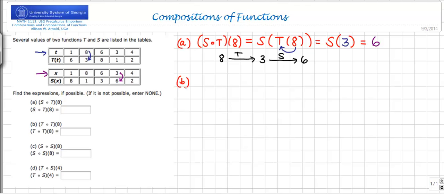Okay, now we have part B, which is t composed with t evaluated at 8, which means we're looking for the function t evaluated at the value t of 8. So we're going to work our way inside out again, and we're going to substitute 8 into t, and we did that actually in the previous step and saw that we got 3.